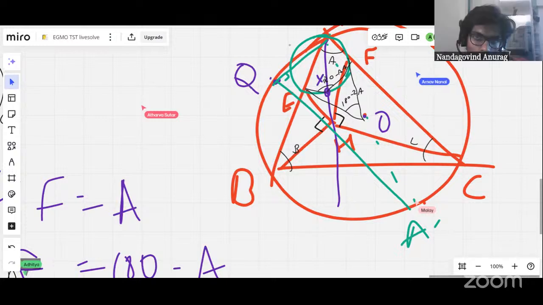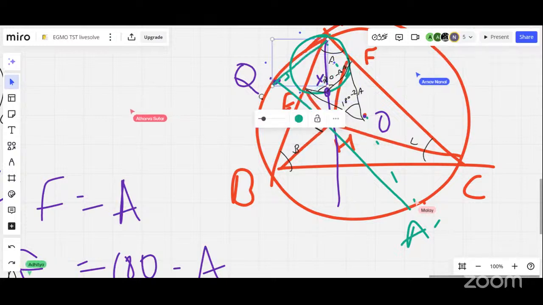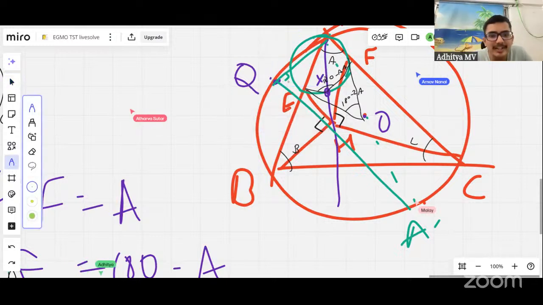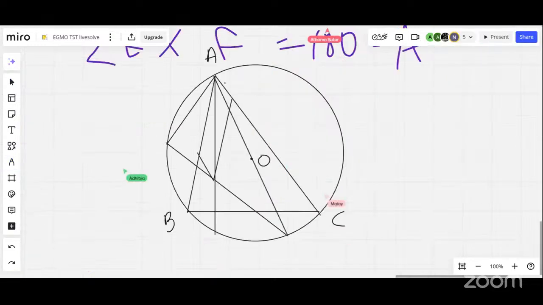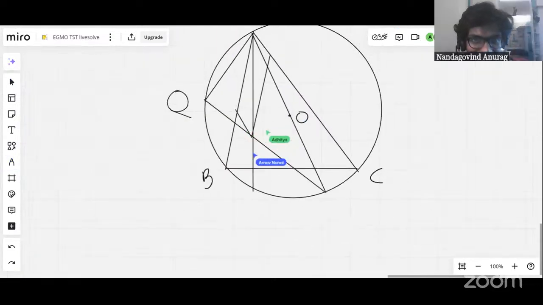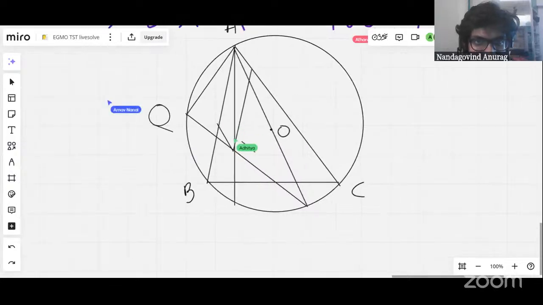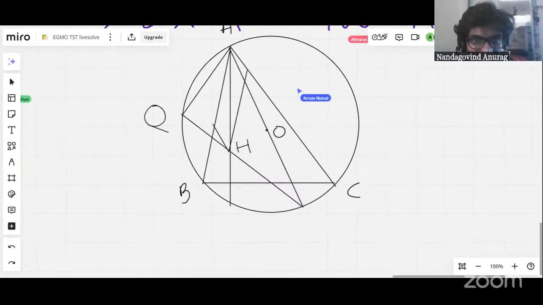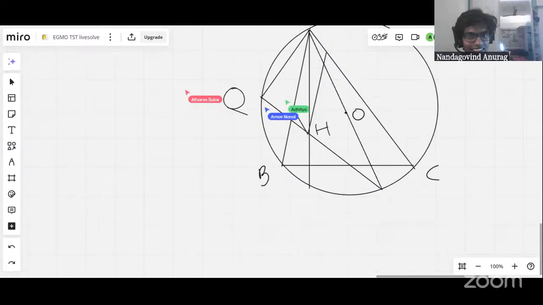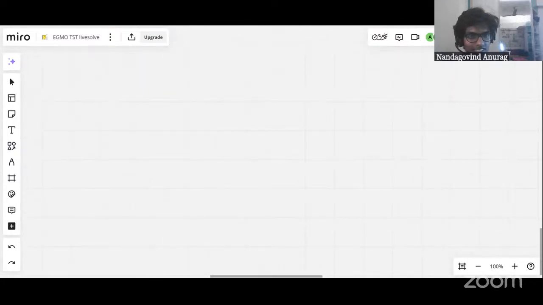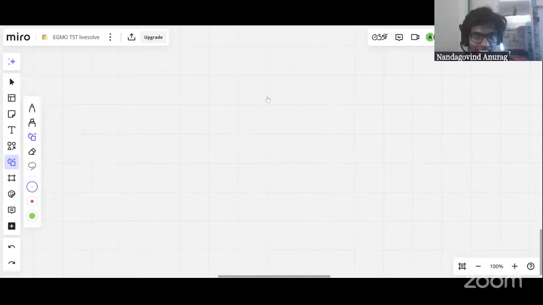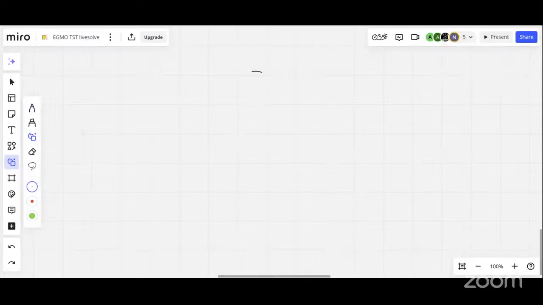We want OQ. How do we? Is the diagram final? Like I've done another diagram. Oh, we have more diagrams. I will also make a diagram then.